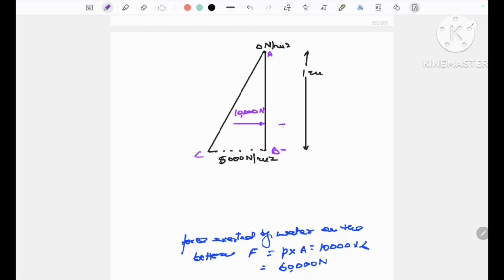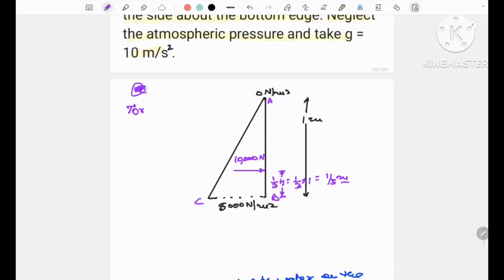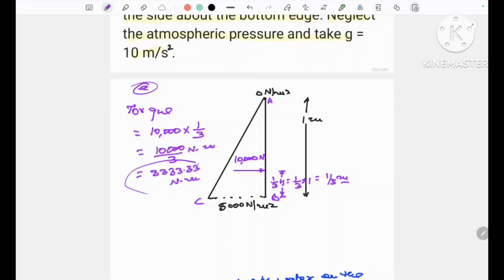जो इसकी हाइट होगी यहाँ से, दिस इज 1/3 ऑफ डेप्थ, 1/3 इंटू h या 1/3 इंटू 1 इक्वल टू 1/3 मीटर। तो टोर्क होगा 10,000 into distance from bottom 1/3 meter, or 10,000 by 3 Newton meter, or 3,333 Newton meter about the bottom.